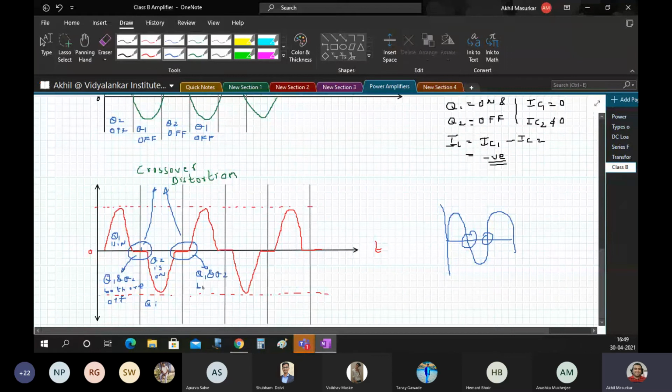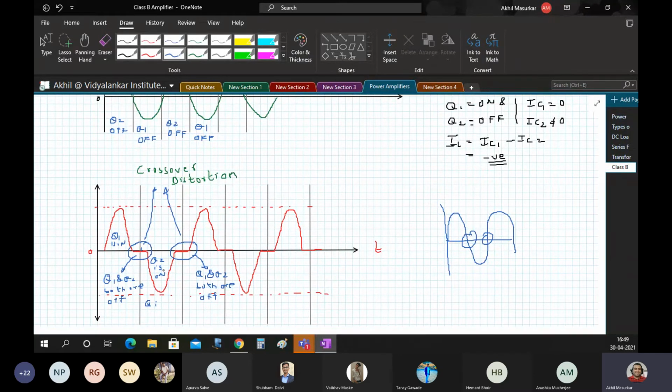Q1 and Q2 both are off. In the option-based paper they may ask you whether crossover distortion happens when Q1 is on and Q2 is off, Q2 is on and Q1 is off, both are on, or both are off. The crossover distortion actually happens when both Q1 and Q2 are off.